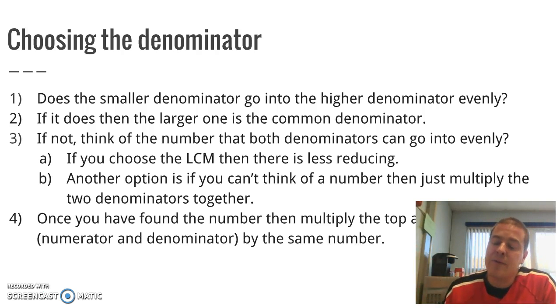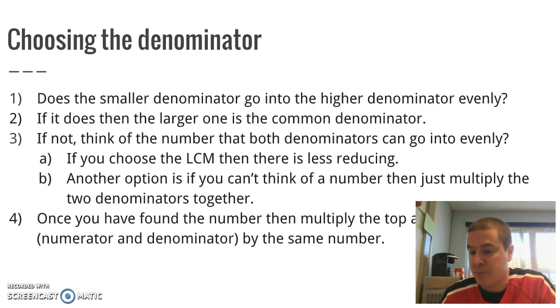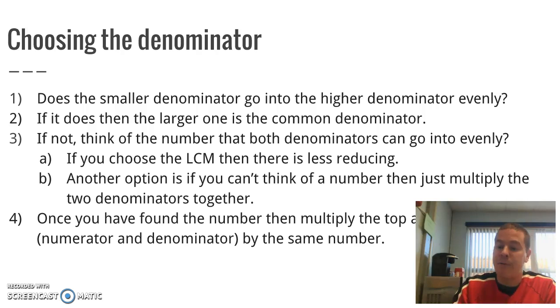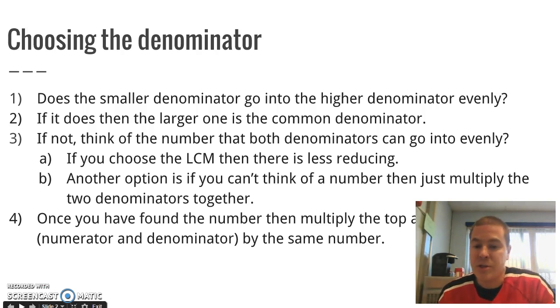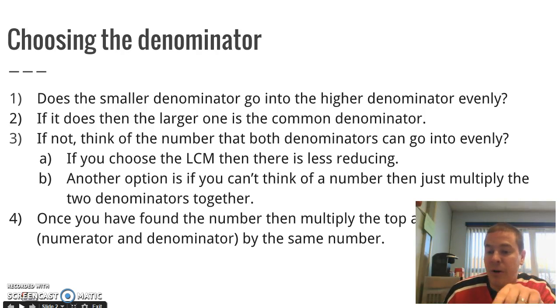Another option is if you can't find a least common multiple or you don't know what it is, you can always multiply the two denominators together. So for instance, if you had 4 and 7, and you don't know what the least common multiple is, then you can always multiply 4 and 7 together to get a common denominator. Once you have found the number, then you multiply. Once you found what the denominator should be, you multiply the top and the bottom number by the same number. I'm going to show you some examples so that way you can start seeing what I'm talking about.